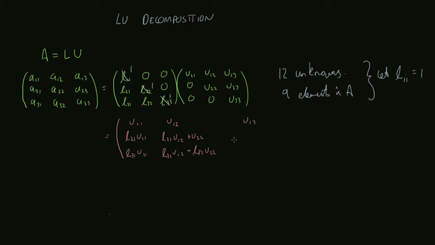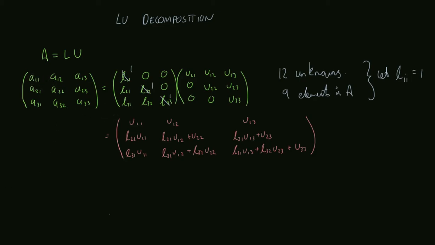And finally for the third column, we'll have U13. Then L21 multiplied by U13 plus 1 times U23, so that's plus U23. And finally we have L31 U13 plus L32 U23 plus 1 times U33. So there are 9 elements in L times U, and they're going to be equal to the corresponding elements in A.